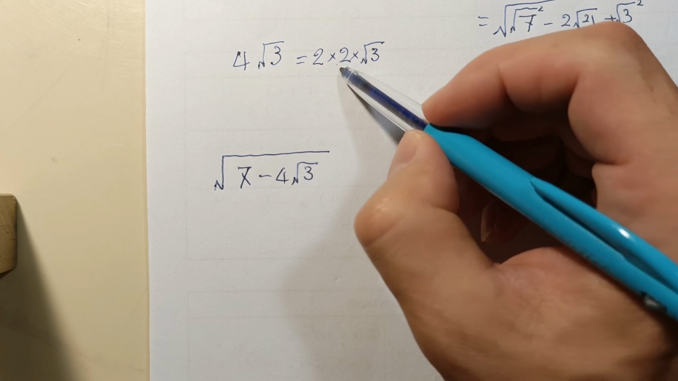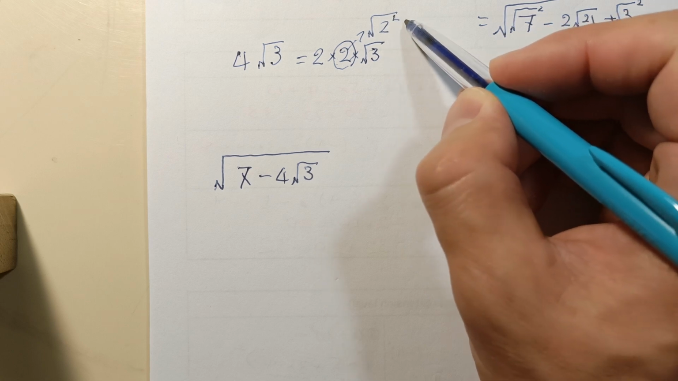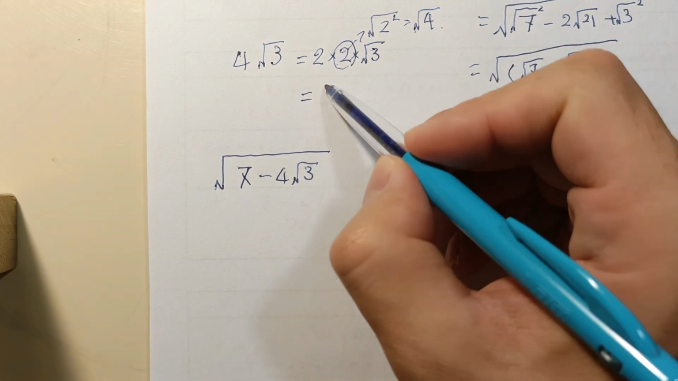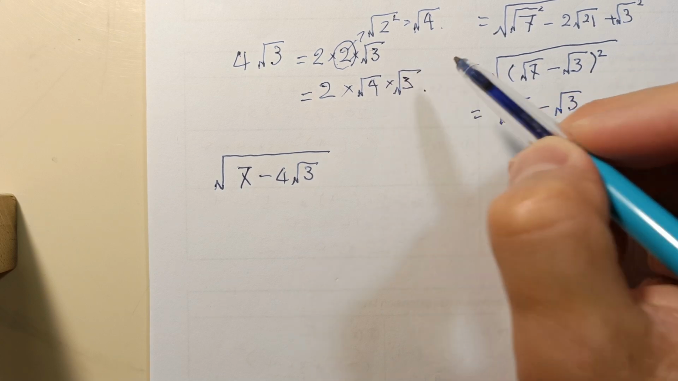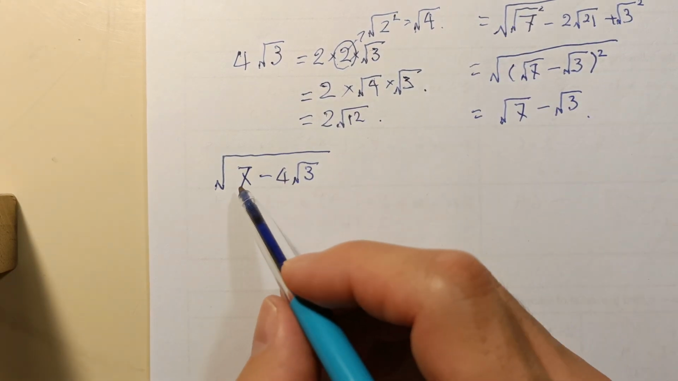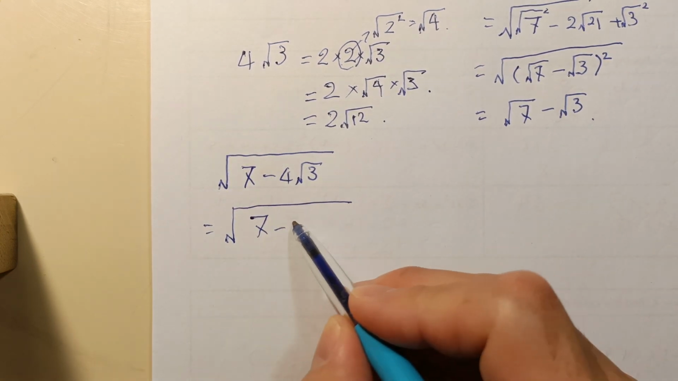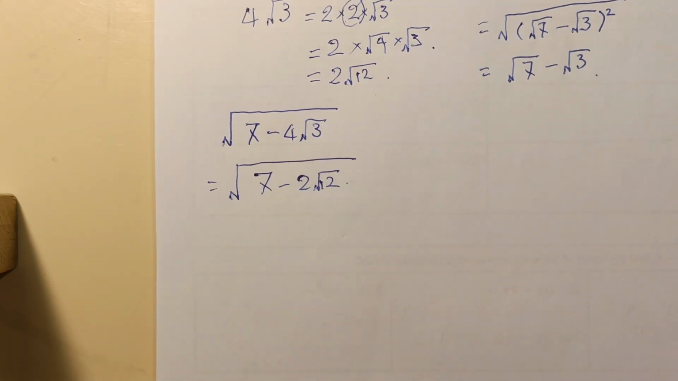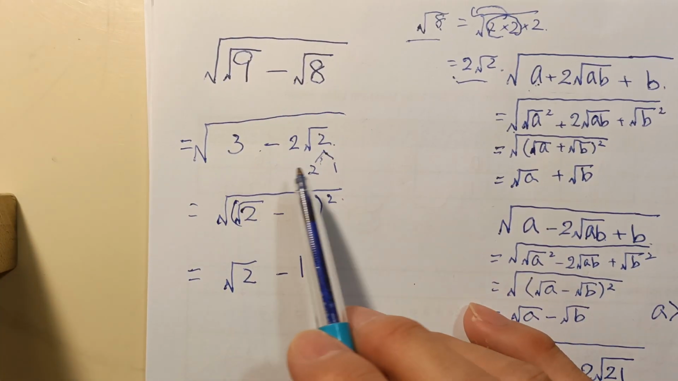Then square root 2 means square root 2 times by 2, which is square root 4. So you can rewrite this one, square root 4 times square root 3, right? Which means 2 square root 12. So I can write this one in this form. 7 take away 2 square root 12. Right? Then now we get the same form as this part, isn't it? Right?